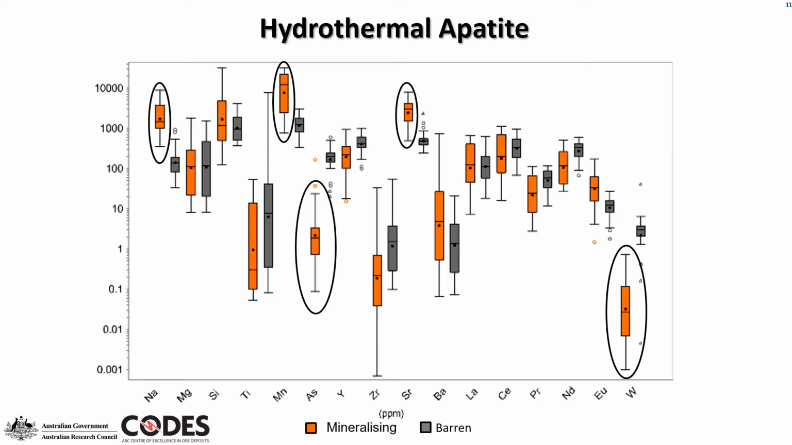The good news is that hydrothermal apatite is a completely different case. So increases in sodium, manganese, depletion in arsenic, enrichment in strontium, and depletion in tungsten were all indicative of mineralisation at E26. Tungsten's an unusual one, and so is arsenic because it appears to be case dependent, but we need to do more testing before we can make any robust statements on Northparkes as a whole, but at E26 this is the case.